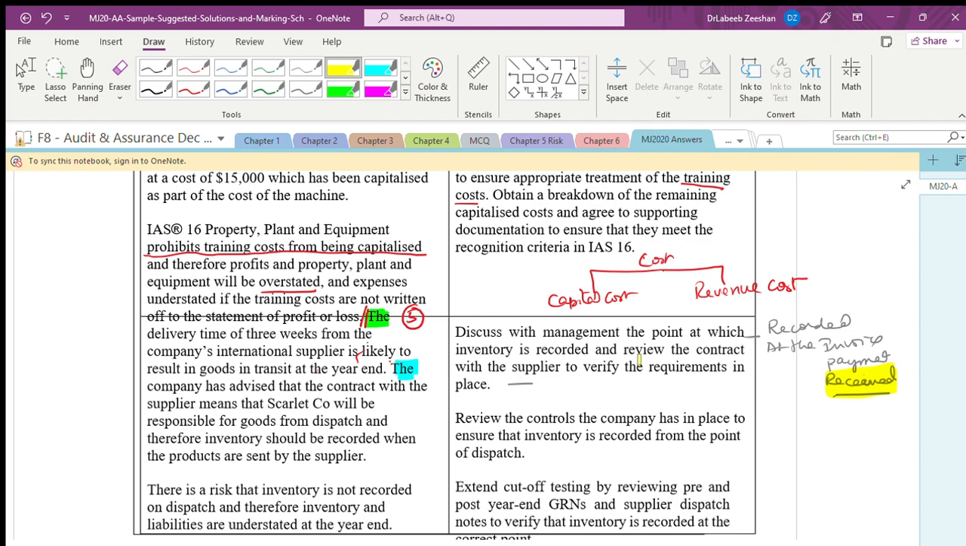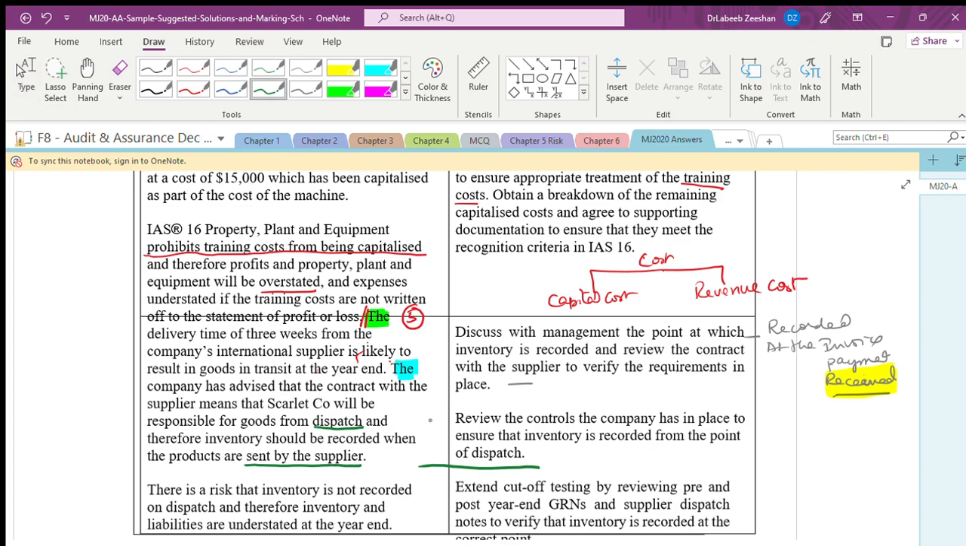Review the controls the company has in place to ensure that inventory is recorded from the point of dispatch. Is it right? It means you should make sure how it is going to work out. The company has advised that the contract with the supplier means that Scarlett will be responsible for goods from dispatch, and therefore inventory should be recorded when the goods are sent by the supplier.